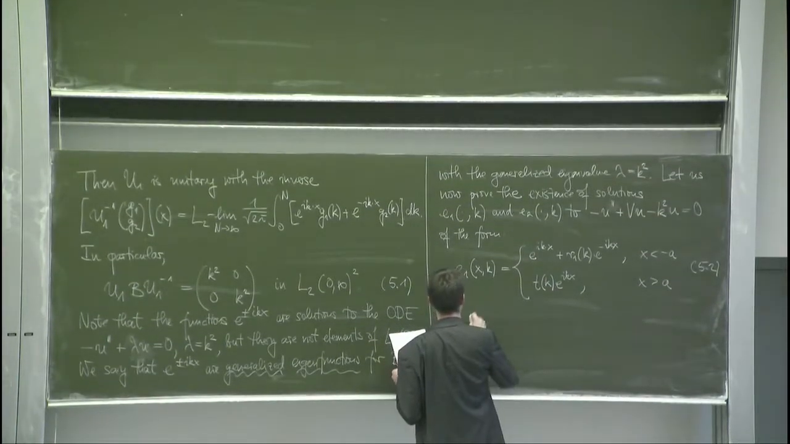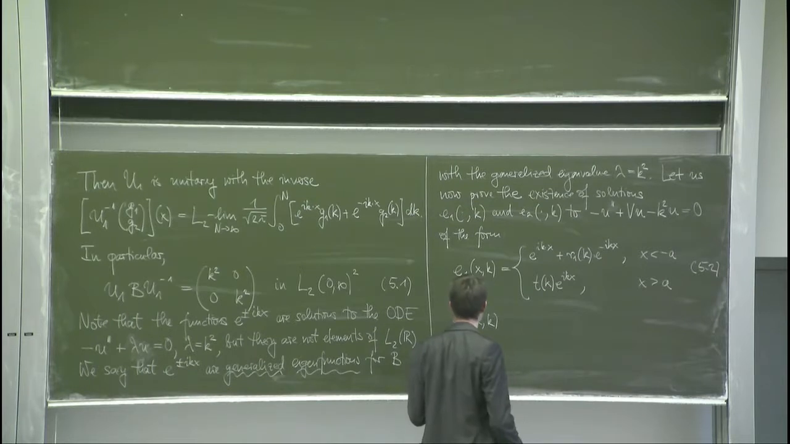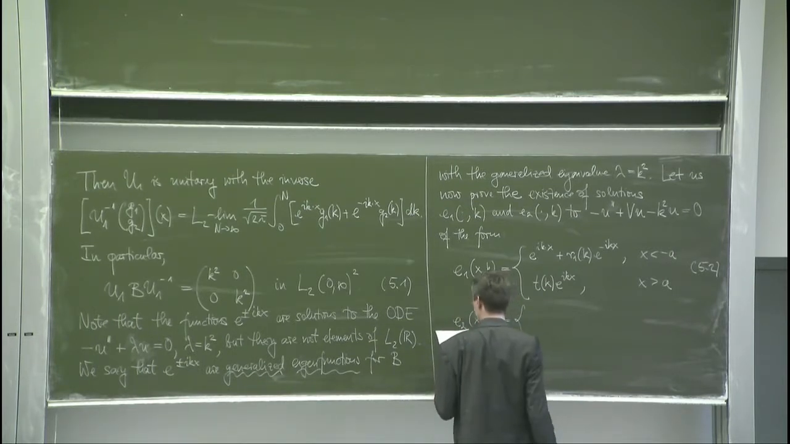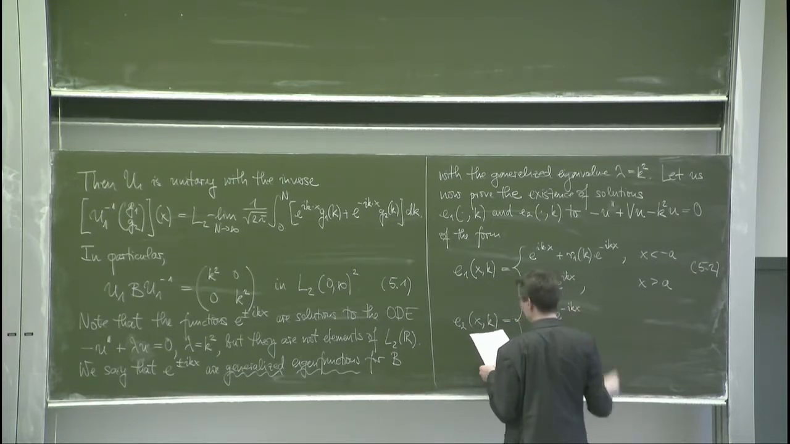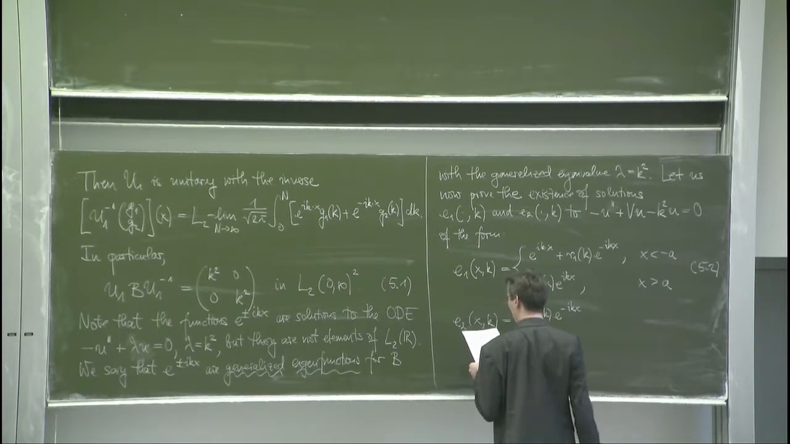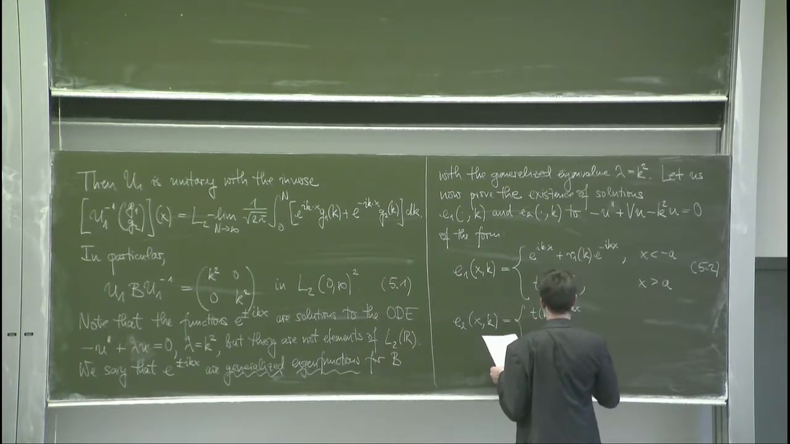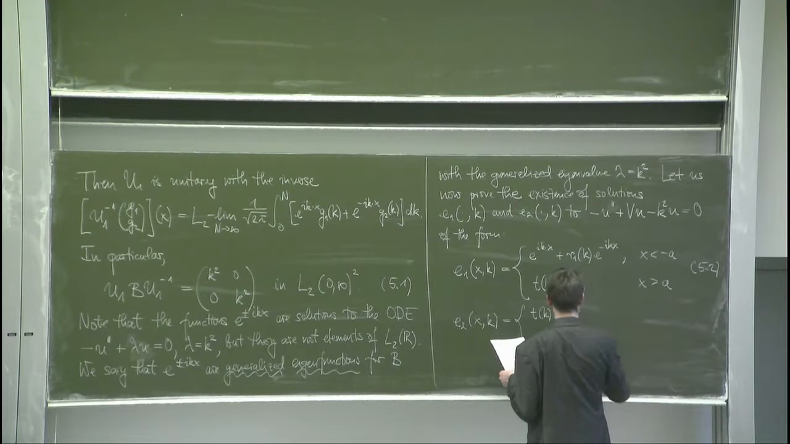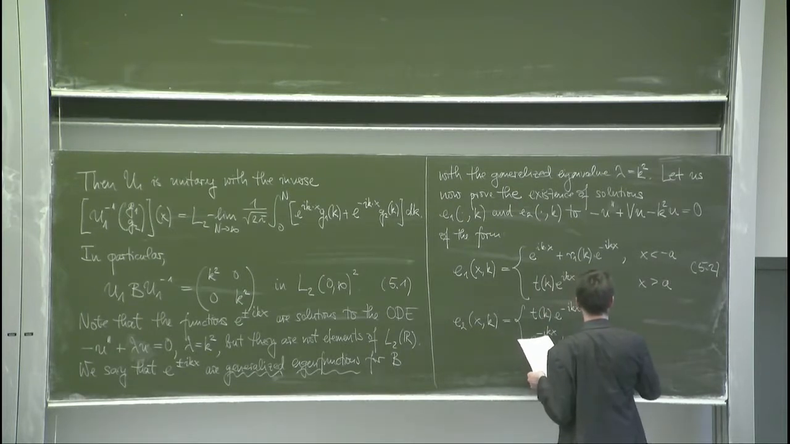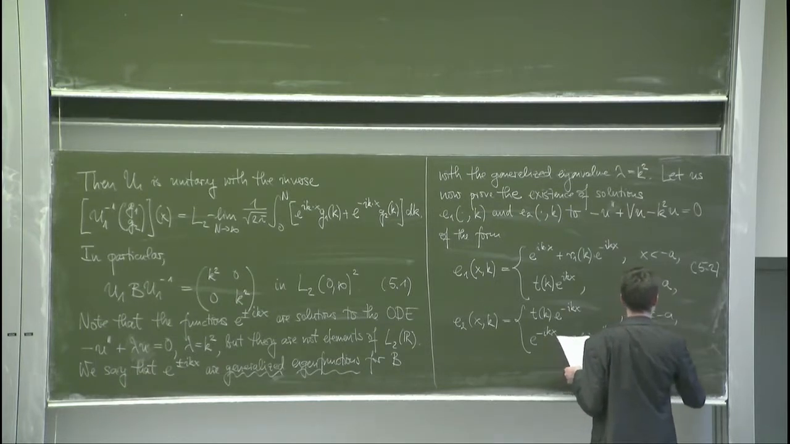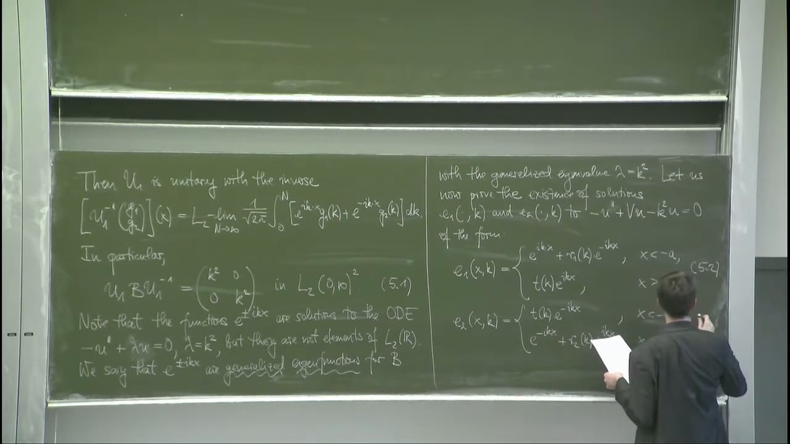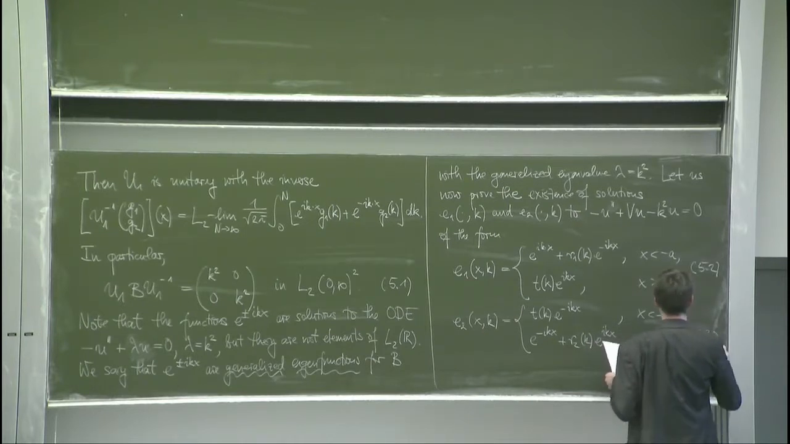And secondly, E2 of x and k, this should be t of k exponential minus I kx for x smaller than minus a, and exponential minus I kx plus r2 of k exponential I kx for x bigger than a. And this is 5.3.